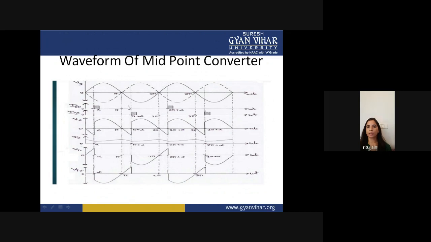But at this point, you are triggering another SCR, which is your T2. Okay, so when T2 gets turned on, you are getting the output current. You are getting the output voltage from pi plus alpha to 2 pi. Okay, so you can see here the current is also in continuous conduction mode when you are using RL load in a midpoint type converter.